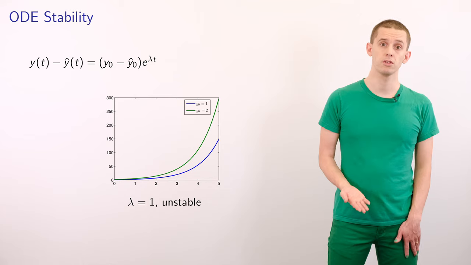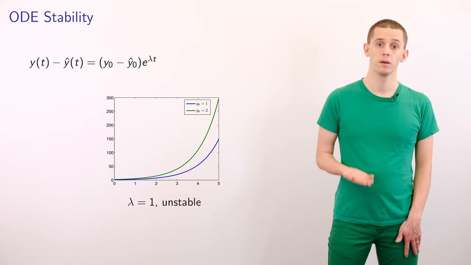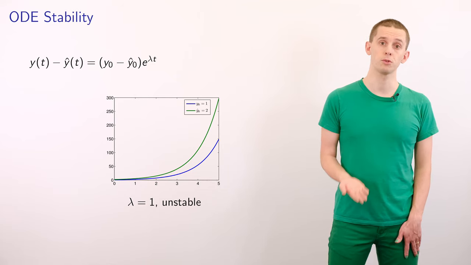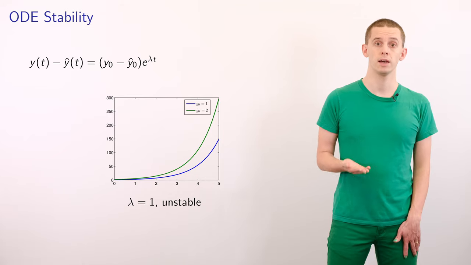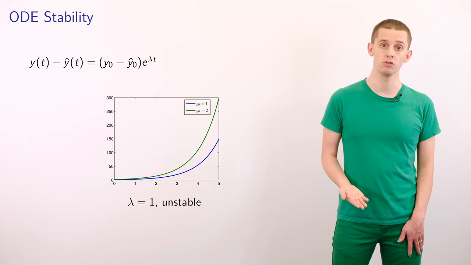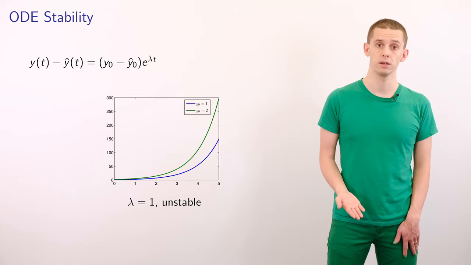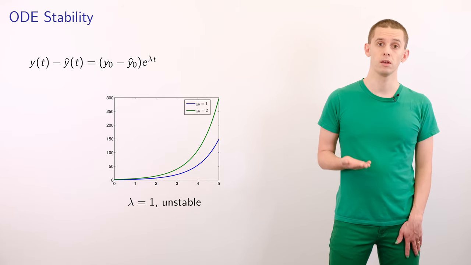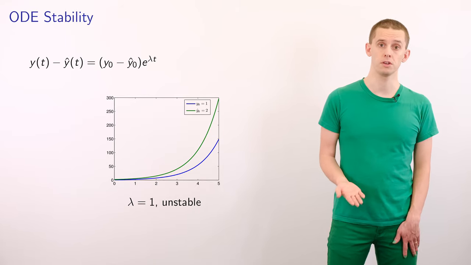Now let's look at the case when lambda equals 1. In this case, we'll have exponential growth in our solutions, and the difference between two solutions will also grow exponentially. So this is a case where our ODE will be unstable.